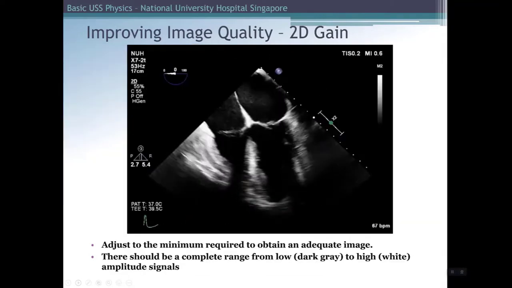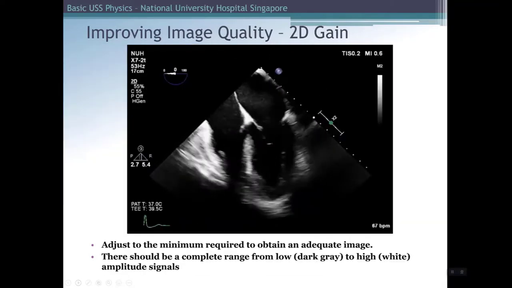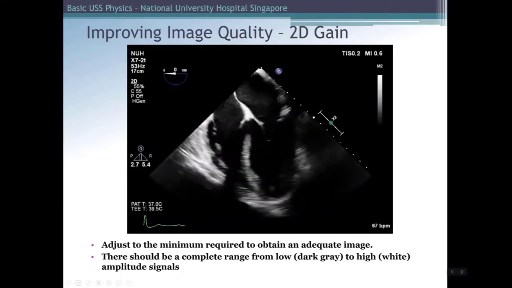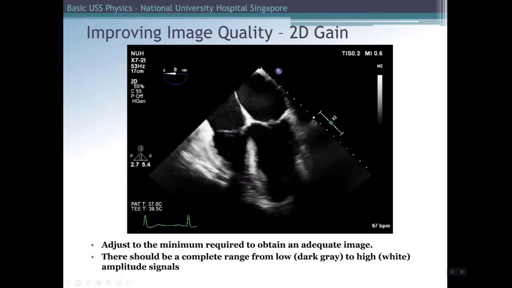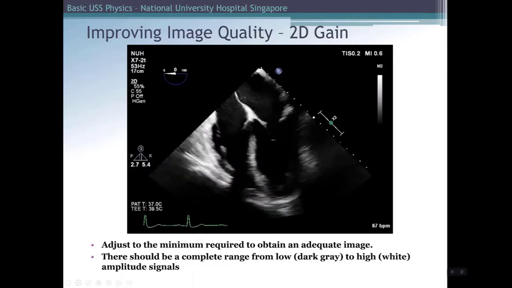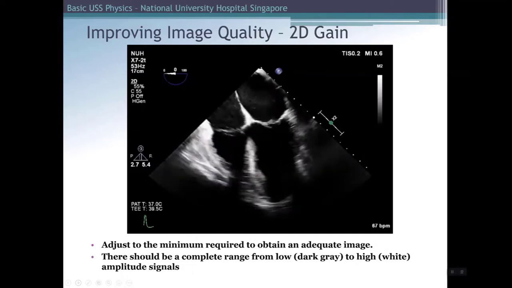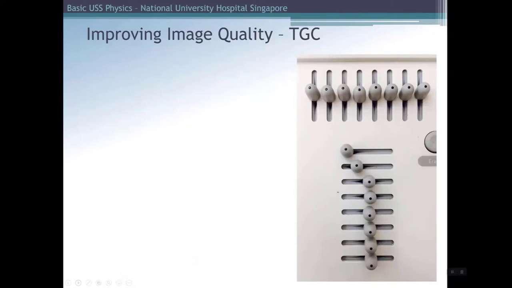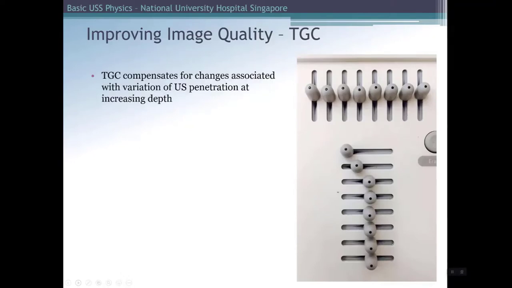Gain should be adjusted to the minimum required so that there is a complete range from low amplitude dark gray to high amplitude white signals represented on the image obtained. This image has adequate gain with fluid-filled cavities appearing black. We can adjust the overall gain, or more specifically the time gain compensation and lateral gain compensation.